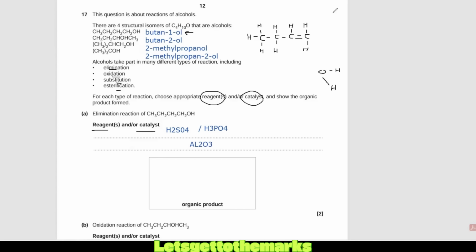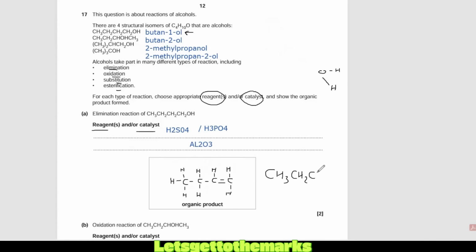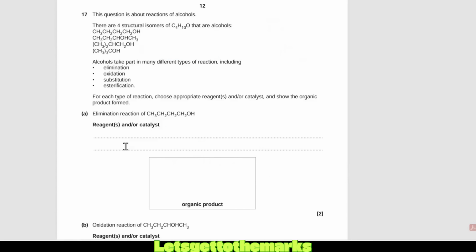So we're going to end up with but-1-ene. We've lost the water. In fact, the sulfuric acid's a catalyst, so it gets reformed. And you can write that as displayed formula. You can write that as structural formula, CH3CH2CH=CH2, or you could do the skeletal formula, which I'm always pants at, but there's my attempt today. And that's worth 2 marks.